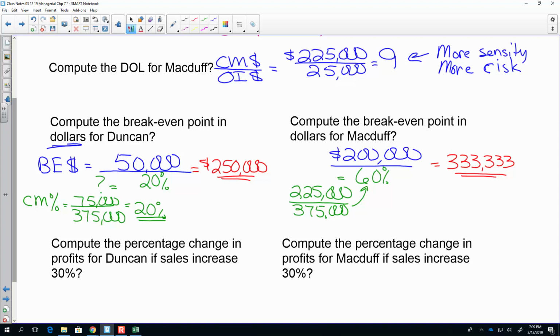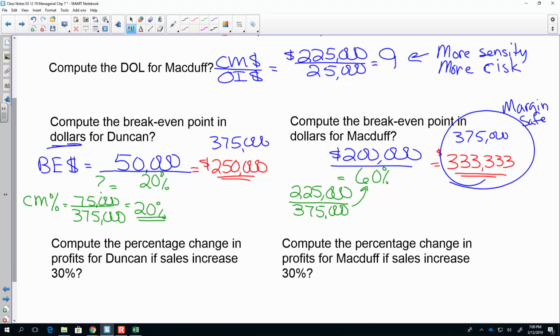which one's more risky? McDuff. What are their current sales? 375, right, for both companies? Look at the margin of safety difference. Very small over here, right? Very small.